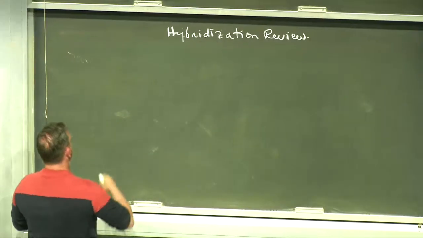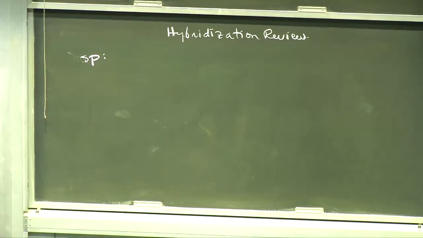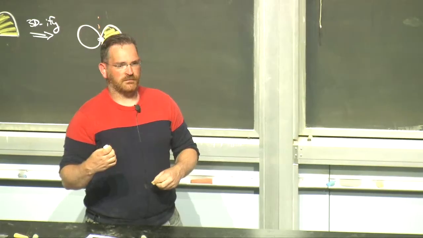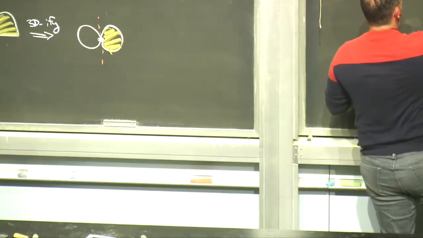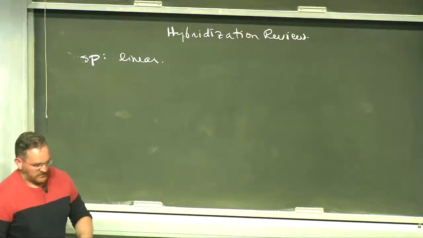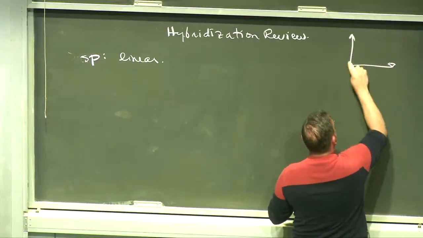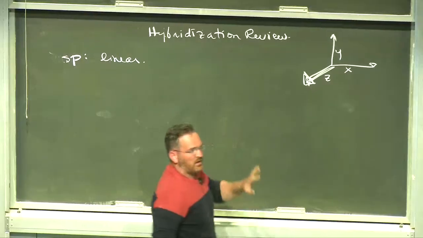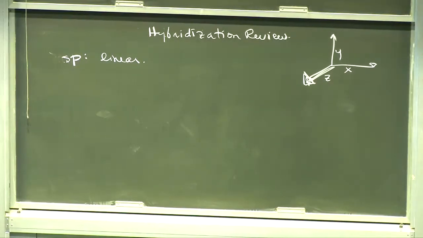Okay, hybridization review. We're going to start with the simplest one, sp. So sp hybridization, if you have a central atom and that atom is sp, what shape do you get? A line, linear. If that central atom is sp, we're talking about linear. Okay, so the way that we're going to hit this up, let me give you some coordinate axes real quick. We got x, y, and z. All of our pictures are going to follow those particular axes, x, y, and z.